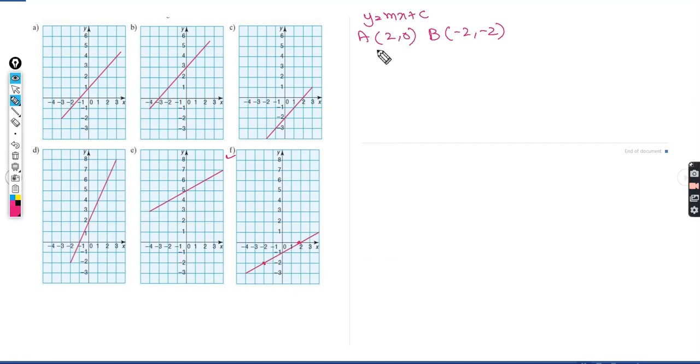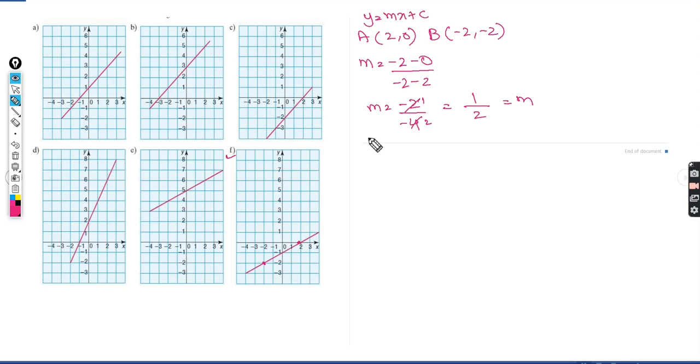Okay, let's see. First things first, we need to find out the gradient. m equals y2, which is minus 2, minus y1, which is 0, over x2, which is minus 2, minus x1, which is 2. So m equals negative 2 over negative 4. Minus 2 minus 2 is minus 4. When we solve this, we get half. The negatives cancel out. It is an upward sloping line, so we already know the gradient should be positive. So our gradient is half.